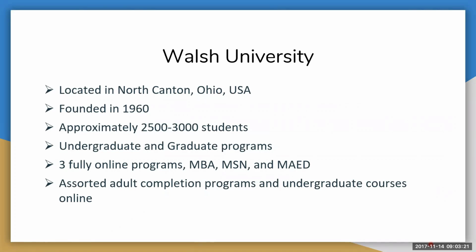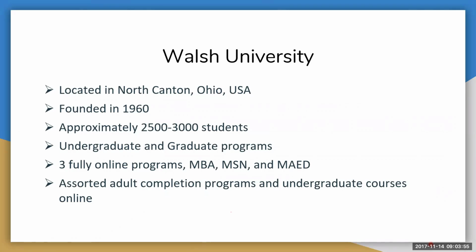There are approximately 2,500 to 3,000 students in graduate and undergraduate programs. We do have 3 fully online programs: our MBA, our Masters of Science in Nursing, which has 2 tracks, Family Nurse Practitioner and Nurse Educator, and then also a Masters of Arts in Education. Those you can take everything online. We also are going to be relaunching our Doctorate of Nursing Practice program, which is online as well, in the spring.